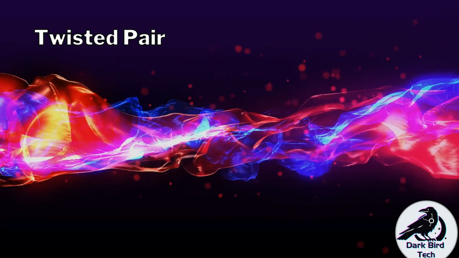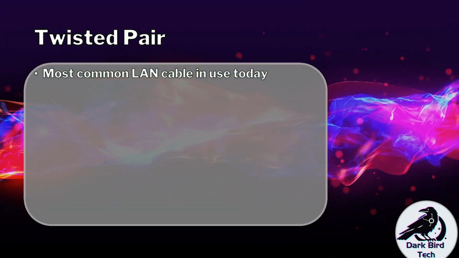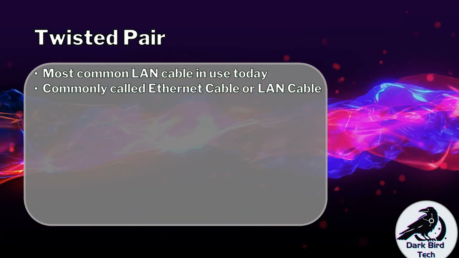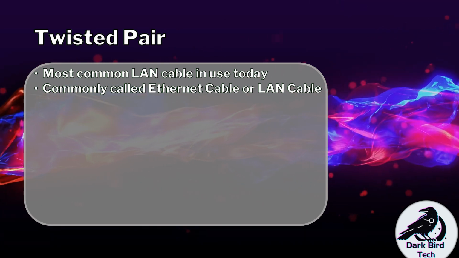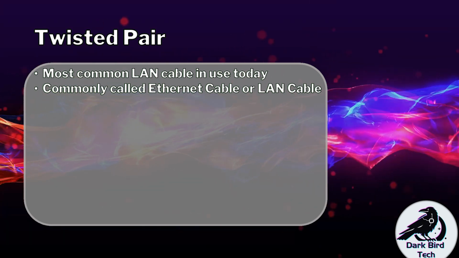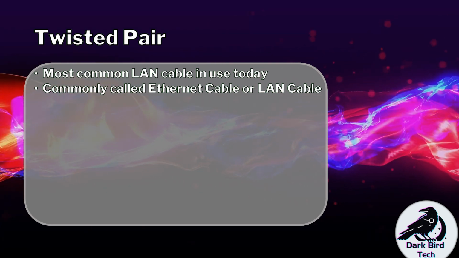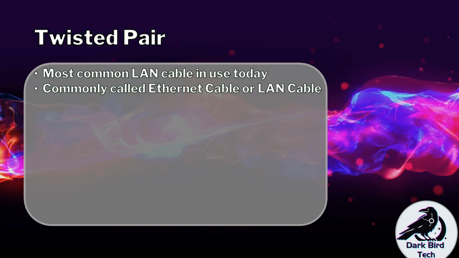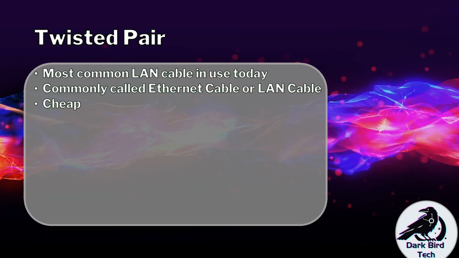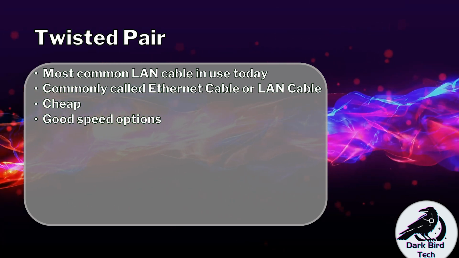So with twisted pair, what we have is the most common LAN cable currently in use today. And it's commonly called an Ethernet cable, which you can forgive people for, as the term Ethernet started becoming very widespread and recognized around the time that this cable was also becoming popular. Now, what makes it appealing to us is it is cheap if you make it yourself. It gives you a good variety of speed options.